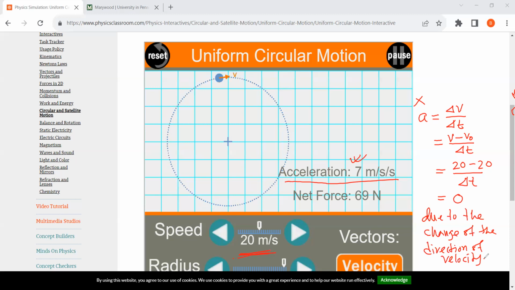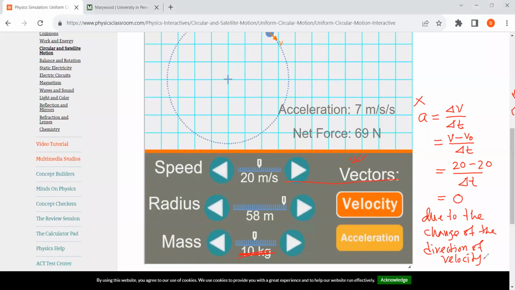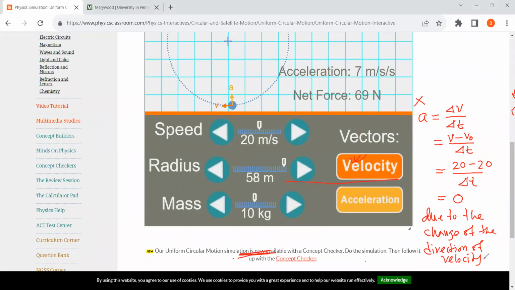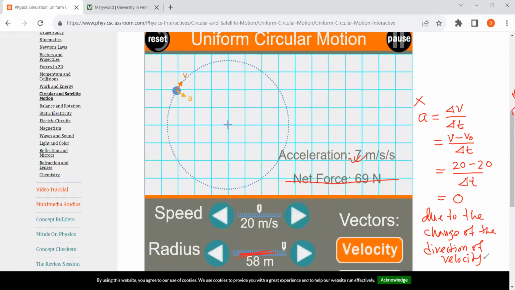So what is then the direction, and what is the relation between the velocity and the acceleration? Let me show you here. If I hit acceleration, you see the acceleration is toward the center of the circle. If I pause it, you see the direction of the acceleration is toward the center of the circle.